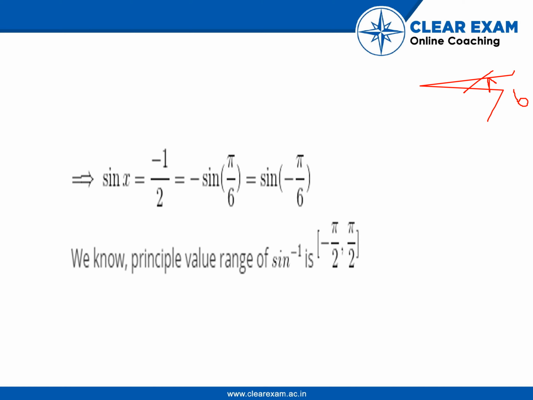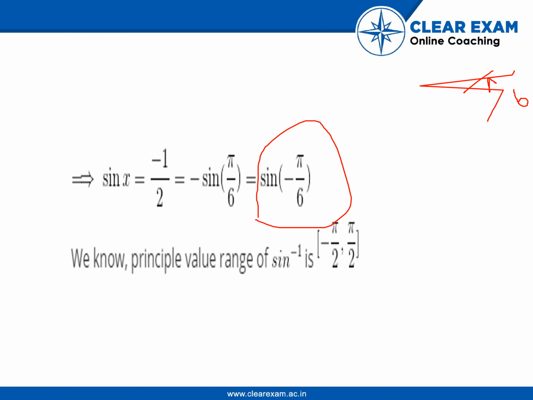And minus, as it is in fourth quadrant. So, minus half is the value of minus sine pi by 6. So, the minus, as sine of minus theta is equal to minus sine theta. So, it's like sine of minus pi by 6.